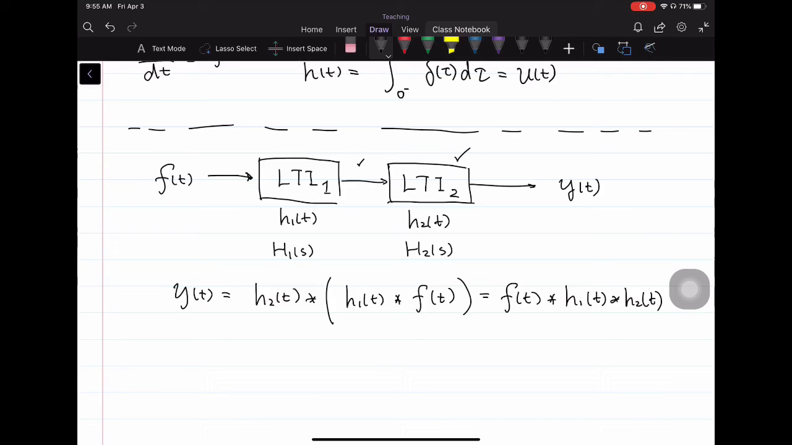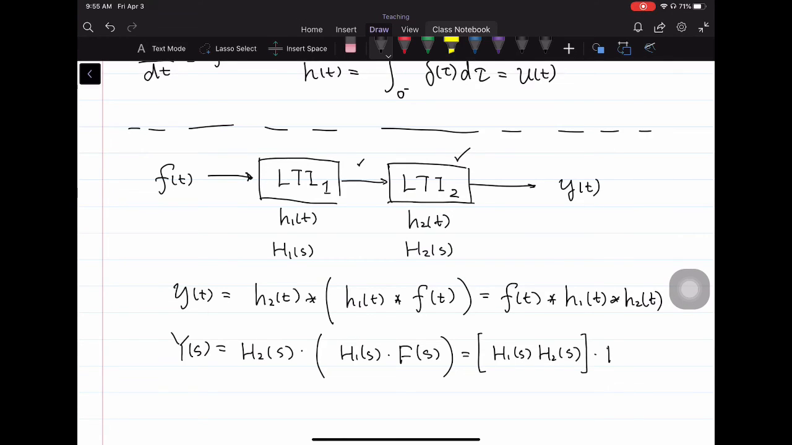Now, if we do this through the Laplace transform, Y(s) will be H2(s), the transfer function of the second system, times the Laplace transform of its input, which will be H1(s) times F(s), the output of the first system. Or again, we can write it in the order that we feel comfortable with. For instance, we can do H1(s), H2(s) times F(s).